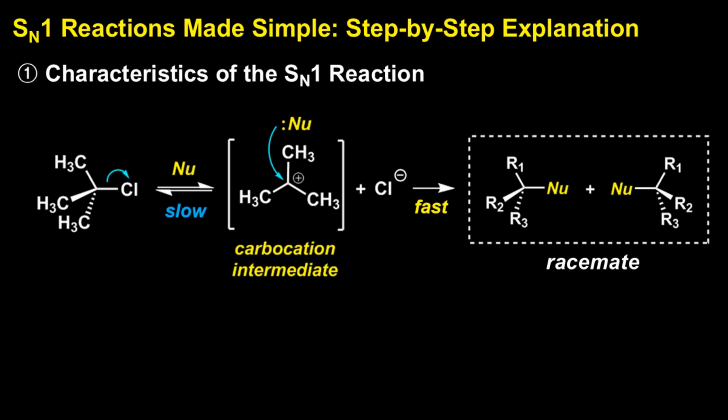Once the carbocation forms, the nucleophile jumps in. Since the carbocation is flat, trigonal planar, the nucleophile can attack from either side. That gives us a mix of products, often a racemic mixture. So what really matters in SN1? Two things: how easily the leaving group leaves, and how stable the carbocation is once it forms. That's why substrate structure and solvent choice are so important. And that's the big picture behind how the SN1 mechanism works.